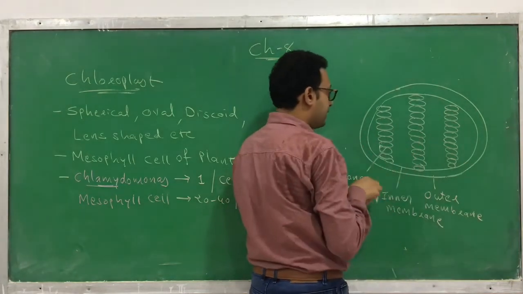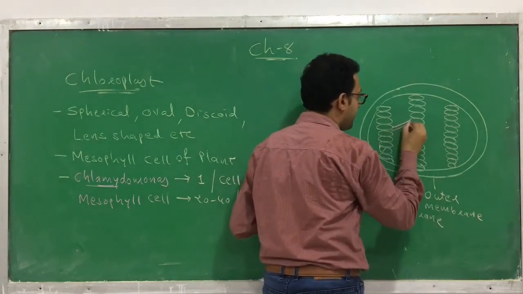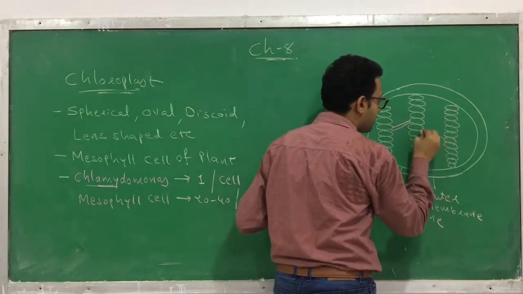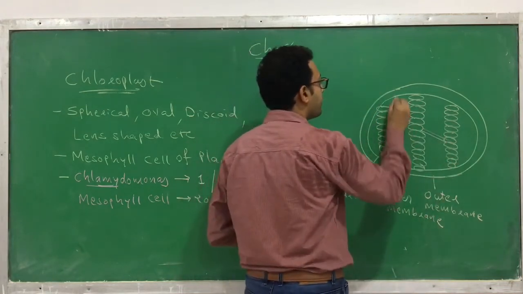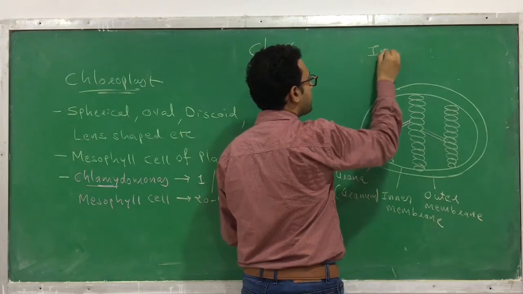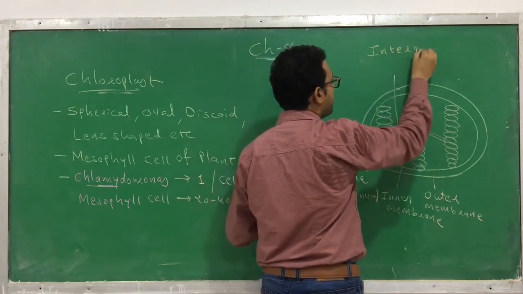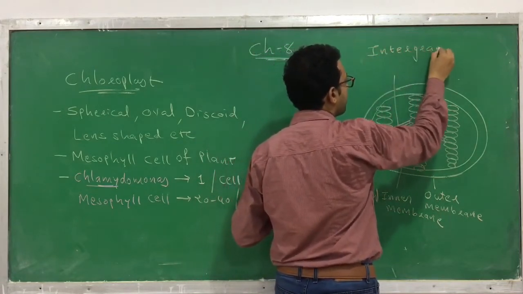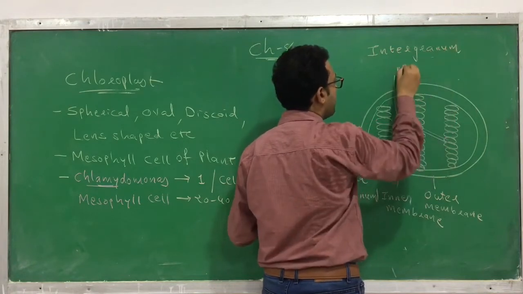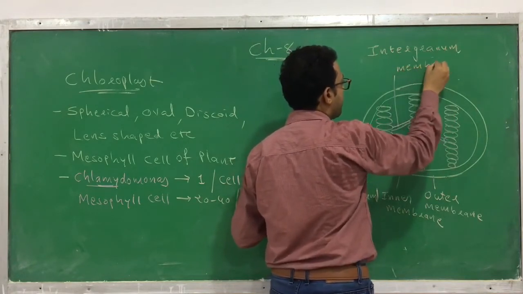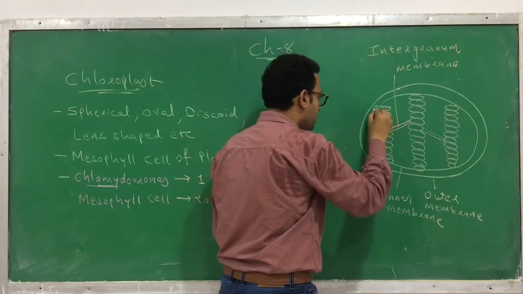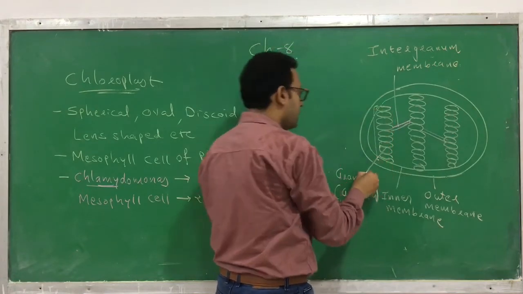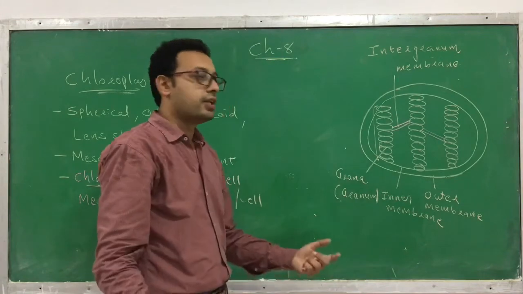These grana are connected by a bridge-like structure. See, this is the bridge-like structure by which they are connected. And this bridge-like structure is called the intergranum membrane. What is it called? Intergranum membrane. Okay, this whole structure is called grana.